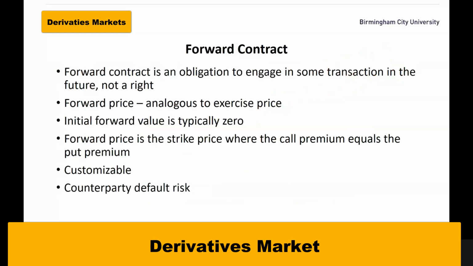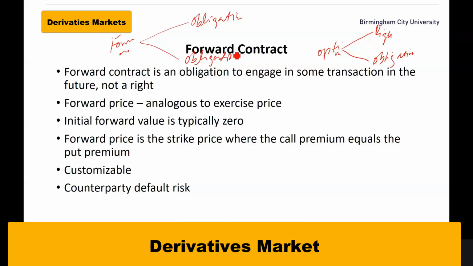We know about forward contracts. So it's a contract in which we fix the price for buying or selling the underlying in the future. And here, as we said last time, in an option, you see one party will have the right and the other will have the obligation. But in a forward contract, we will have one party with obligation and the other party with obligation also. So both the parties will have an obligation.